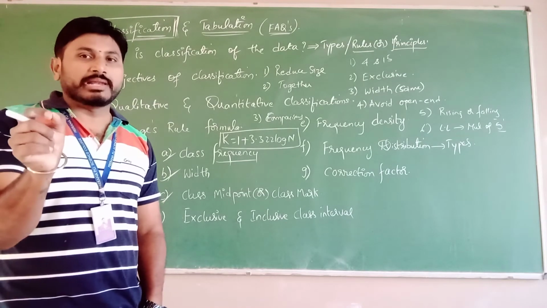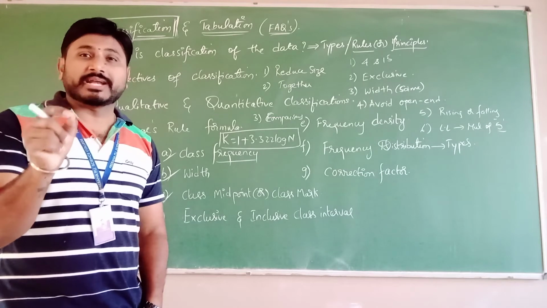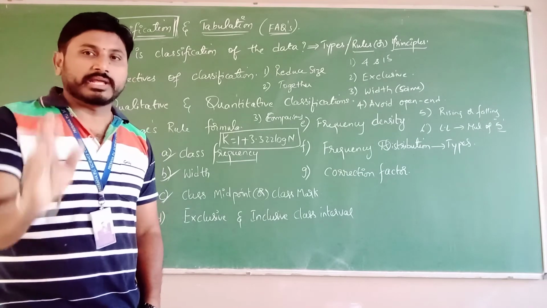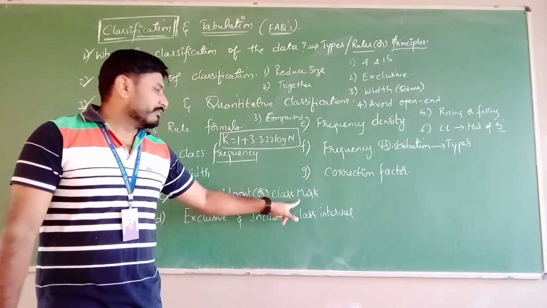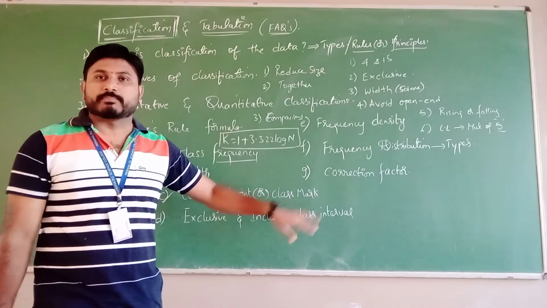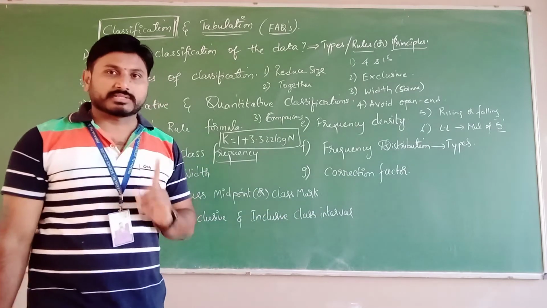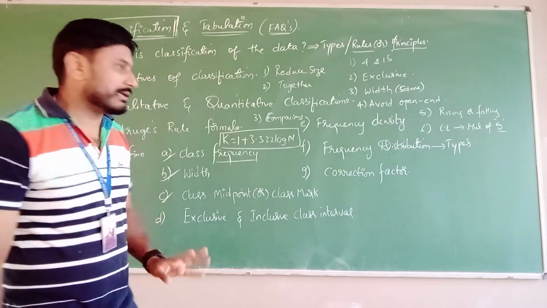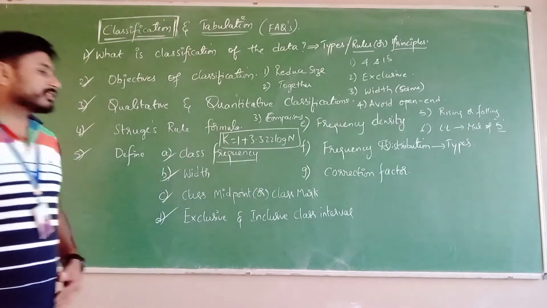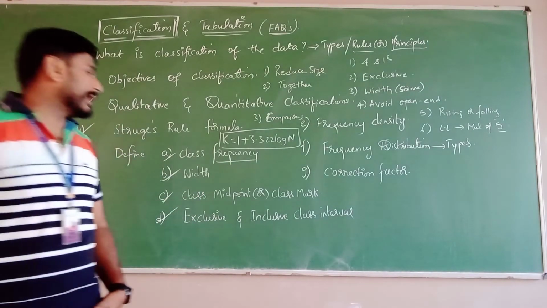If you add both the limits, upper as well as lower, and divide by 2, you will definitely get the midpoint. And one thing, whether it is exclusive type or inclusive type, the midpoint remains the same. Remember, guys. So inclusive type also, exclusive type also, midpoint remains the same. Next, exclusive and inclusive type of class interval.